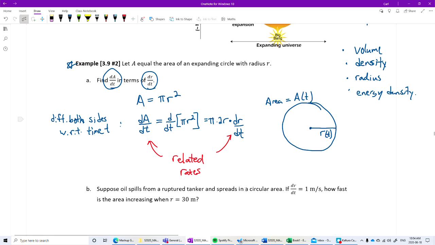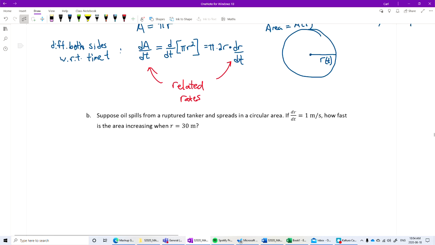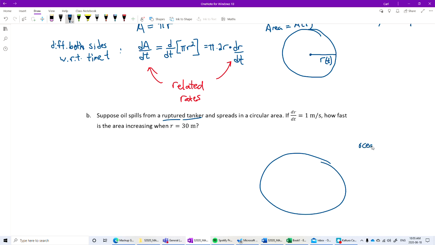So what's an example we could use this for? Let's suppose there's an oil spill from a ruptured ship tanker, and it spreads in a circular area. So now it's on the ocean here, right? This is the oil, and it's spreading outwards in time because the oil floats on top of the water.